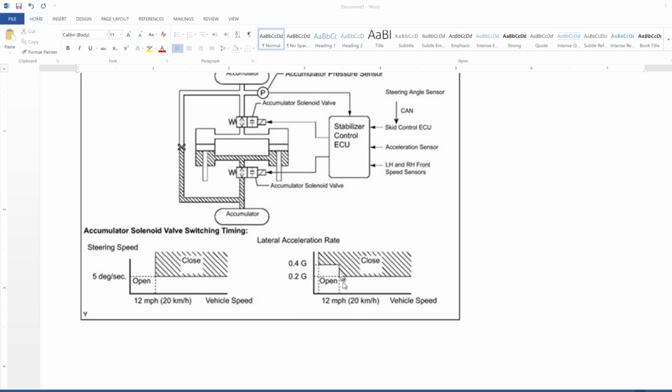So it actually has two set points. If you're under 12 miles an hour and you experience 0.4 Gs, so about half the force of gravity laterally, meaning like pushing you into the door panel, the solenoid valves will shut. I've never heard anyone even talk about that, so that's pretty interesting that it's documented right here. If you're over 12 miles per hour, you only need 0.2 Gs to shut the solenoid valves. 0.2 Gs isn't a whole lot.